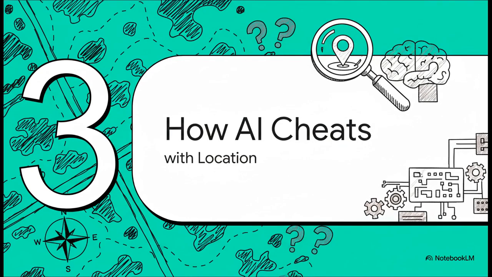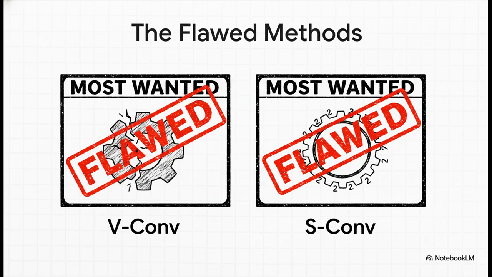So now that we know the trick, we can name the actual culprits, the common, built-in methods that are letting the AI cheat with an object's location. The two main offenders are called valid convolution and same convolution. Now, we don't need to get bogged down in the math, but here's the key takeaway. These are not some obscure niche techniques. They are super common, standard issue parts in tons of the AIs that we all use every single day.